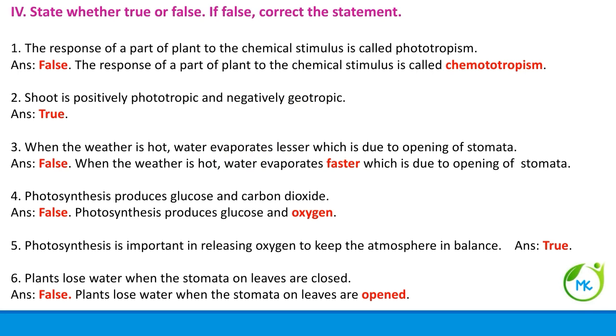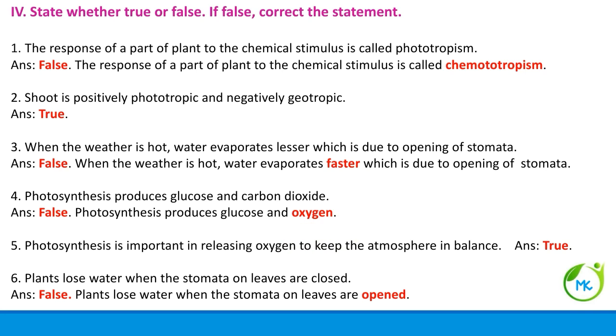When the weather is hot, water evaporates lesser, which is due to the opening of stomata. So what will happen when the weather is hot? The evaporation rate will not be lesser, it is faster. So the statement is false, and instead of lesser you have to write faster. Photosynthesis produces glucose and carbon dioxide. So it is false. Photosynthesis produces glucose and oxygen. You know the equation of photosynthesis. Carbon dioxide is taken in, oxygen is left out.